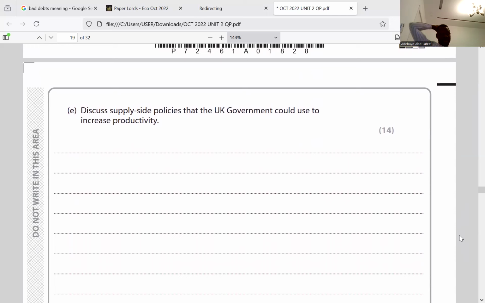They said discuss the supply side policies that the UK government could use to increase productivity. What is supply side policy? Supply side policies are designed to increase productivity, competition, and incentives in an economy. Increase in government spending, that's subsidy. Increase in government spending on skills through investment in education and training would increase human capital and raise productivity. Improvement in human capital would increase productivity.